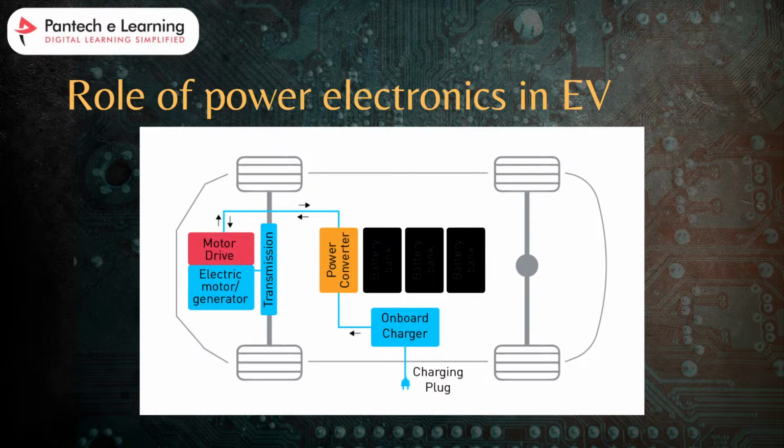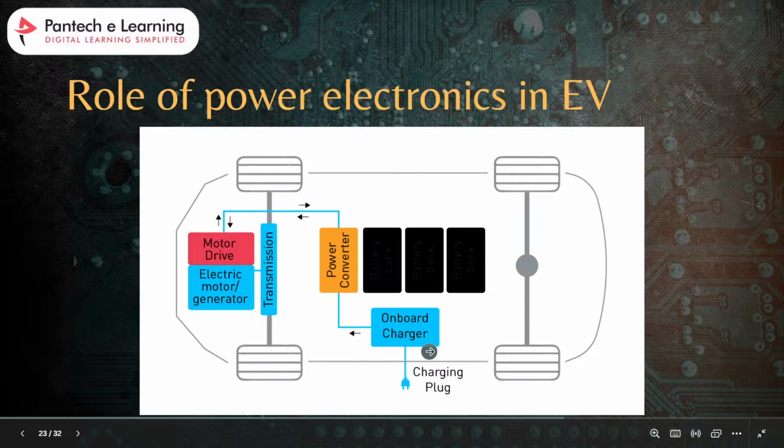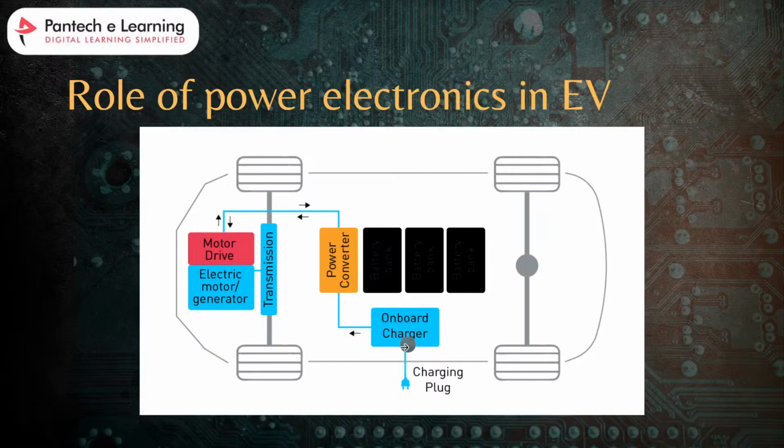What are the components involved in an electric vehicle drive system? They typically include a battery pack and power electronic converters. What do power electronic converters mean? They include an inverter and a DC to DC converter. Here you can see the onboard charger. This onboard charger receives AC from the charging plug, that means a power grid station, and converts it to DC power for the power converter. Next we have inverters also.